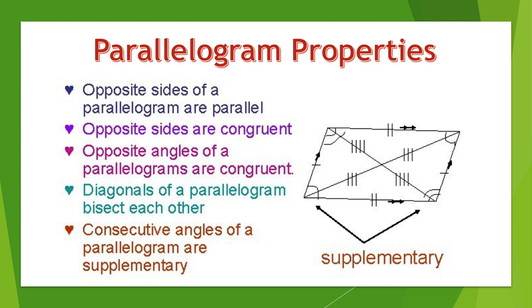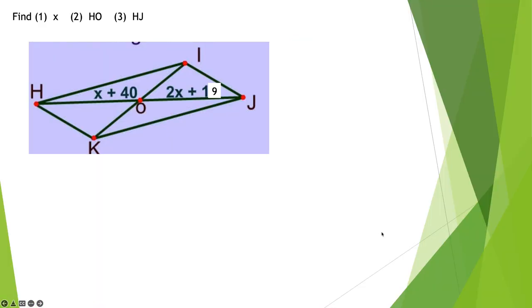Diagonals bisect each other, and any two consecutive angles, like in a row, that's what consecutive means, are always going to be supplementary. Now, these apply to all parallelograms, including squares, rhombuses, and rectangles. They're all specific types of parallelograms. And that's all based off of everything we learned with two parallel lines cut by a transversal. So here is the first question. Give it a shot.